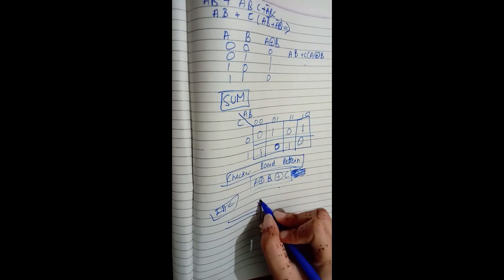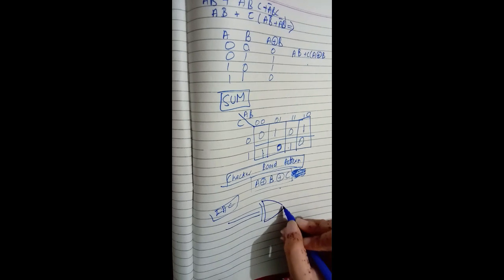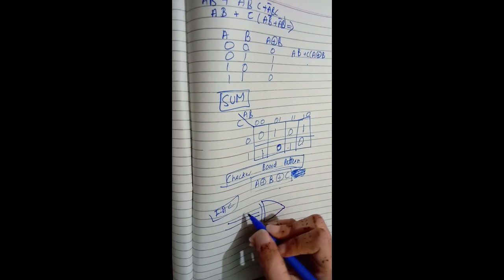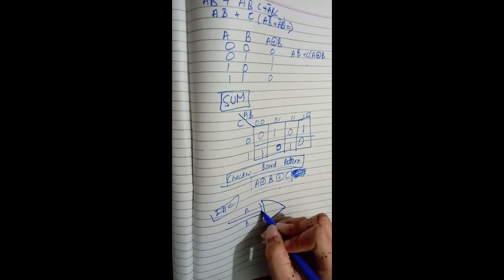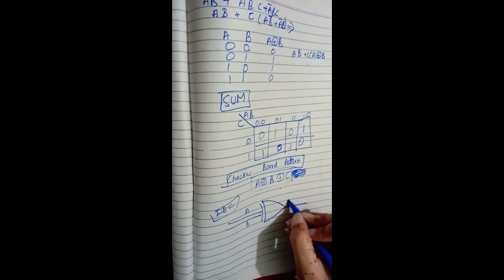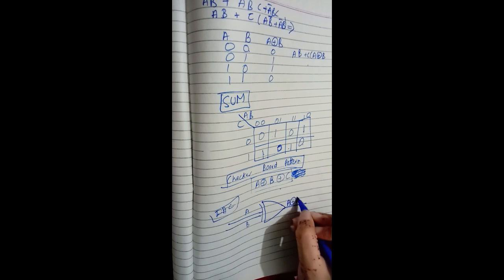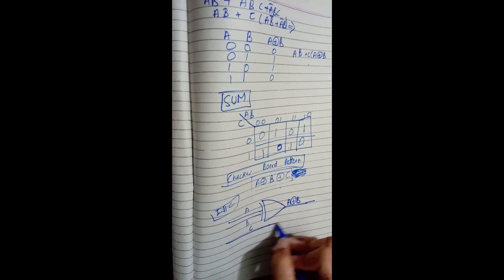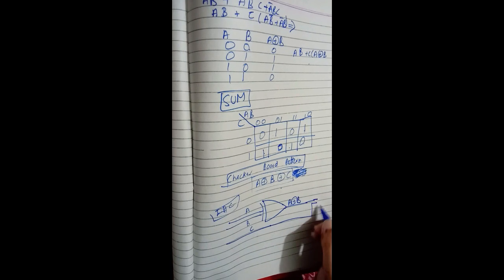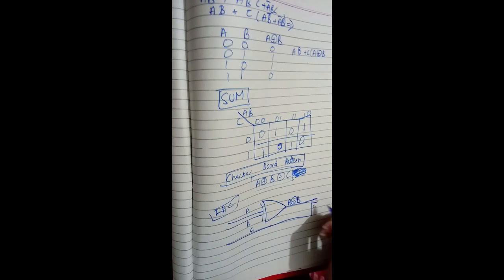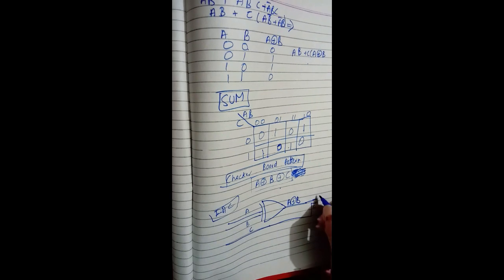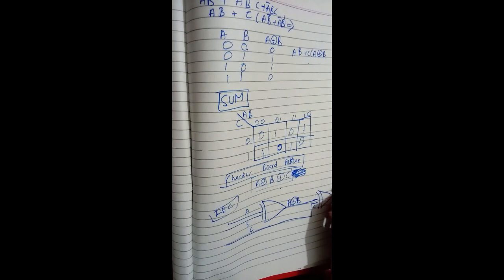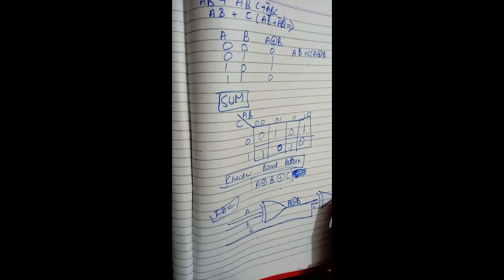So A XOR B, we will have A XOR B. Now we will add the C in it, like this, 2 wires. This is C. This will be A XOR B XOR C.